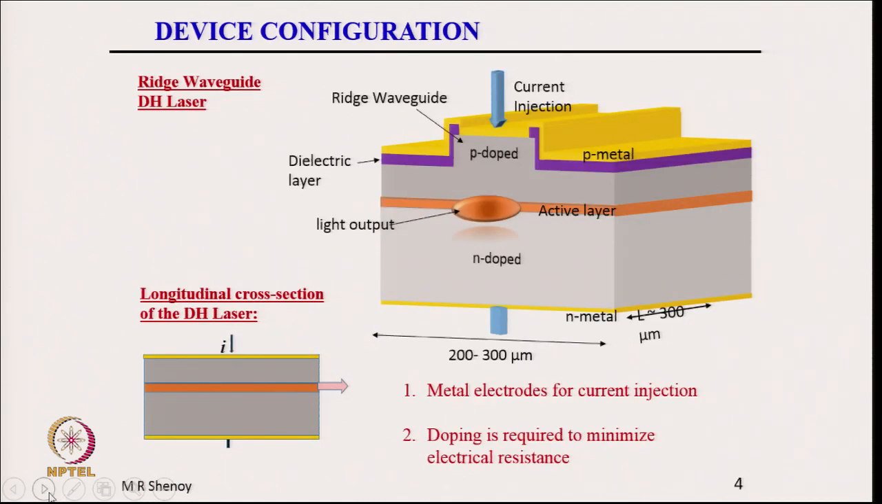The device configuration is shown here. Nowadays these are usually ridge waveguide double heterostructure lasers. For those of you who are not familiar, a ridge waveguide comprises layers like this. If I show the front end, this is the front surface, this is the chip which is shown, and over this there is another layer which is grown with a raised ridge.